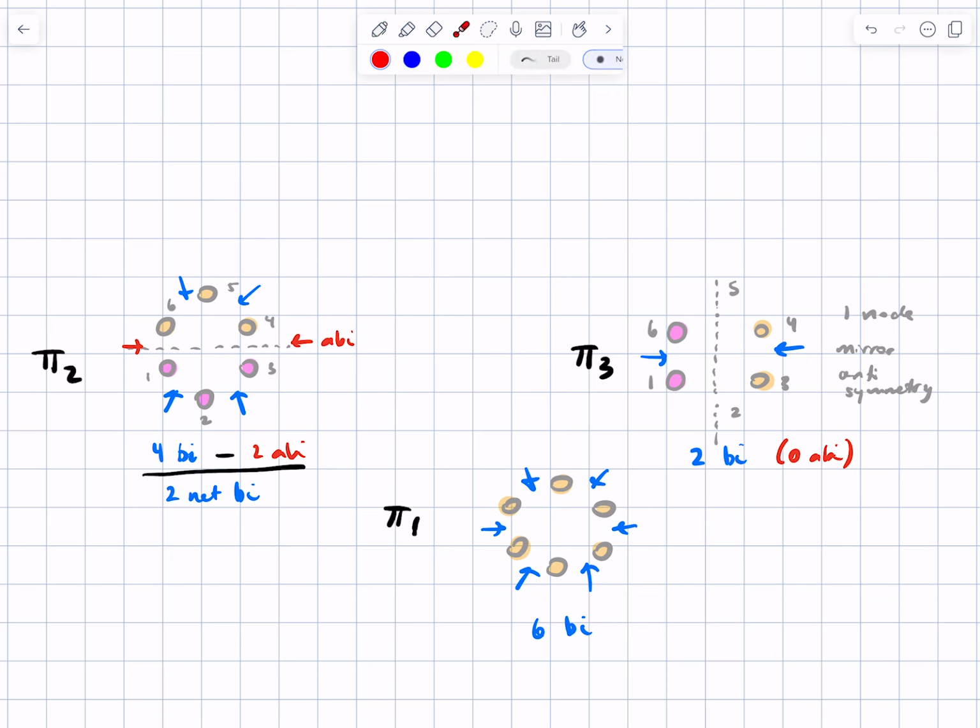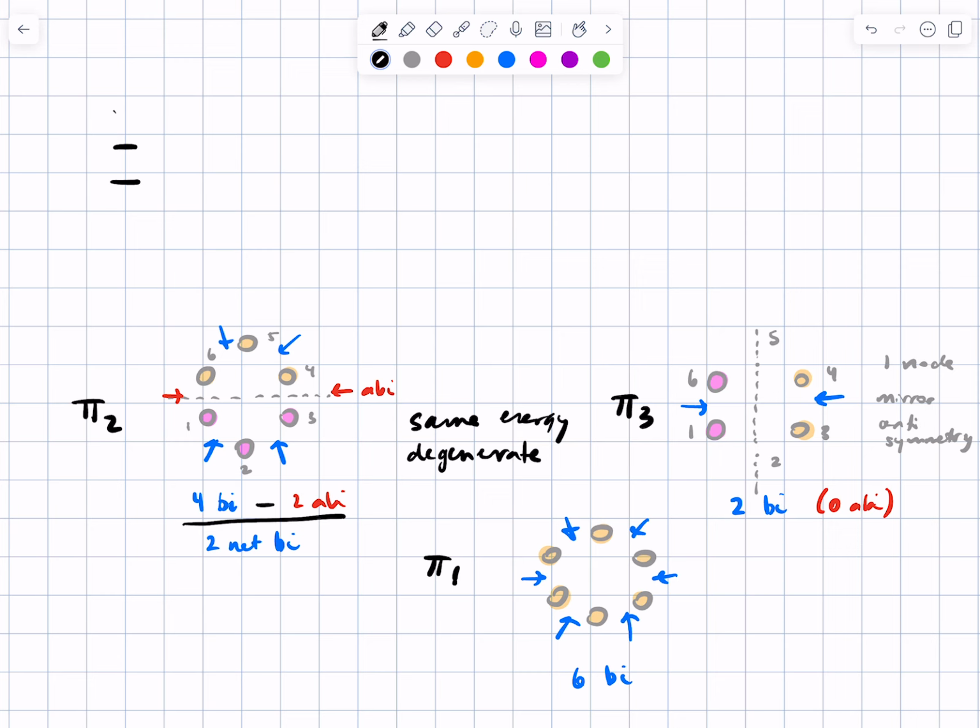Pi 2 and pi 3 have the same number of nodes, the same overall net bonding interactions. They have the same energy and stability. They are what we call degenerate. So it's almost as though in 1,3,5 hexatriene, which is our linear conjugated system, what ends up happening for benzene is the lowest energy orbital moves lower because it has more bonding interactions. And then the highest energy orbital also moves lower to get to the same position as that pi 2 orbital. So you've got 2 orbitals basically moving down in energy.